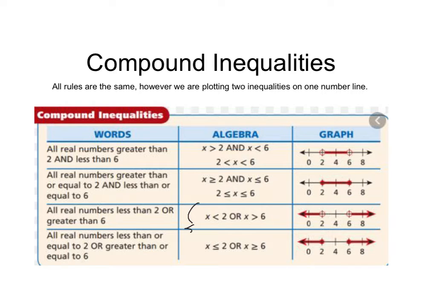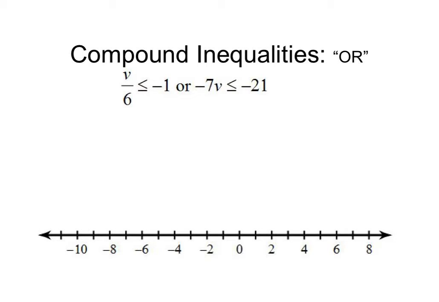For or inequalities, instead of my shading being the numbers in between my answers, the two inequalities will give me two opposing sides. So they would not be numbers in between, but there will be numbers omitted. So we can look at what this means. Here we have an or compound inequality.